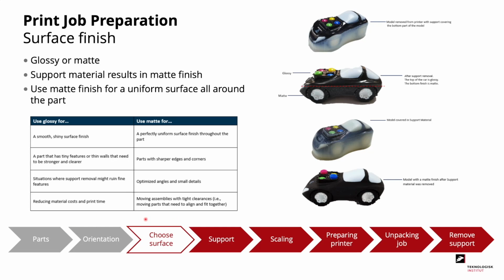If we look at the pictures to the right, we have a part that needs support. The top picture shows the part partly covered in support, and then if we go below, we can see that the support has now been removed, and the top part is glossy and the bottom part is matte. If we go down a further step, we can see that now the entire part is covered in support. And then below, we see that the support has been removed, and now, because the part was entirely covered in support, the entire part is matte.